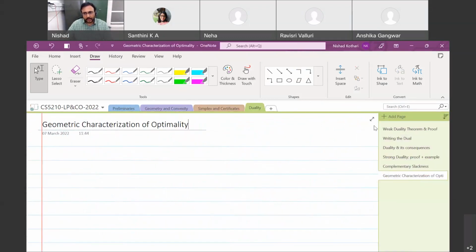So today, and probably the next lecture included, we are going to end with geometric stuff. We are going to look at the geometric characterization of optimality, right? So we have reached the end of the linear programming part of this course.